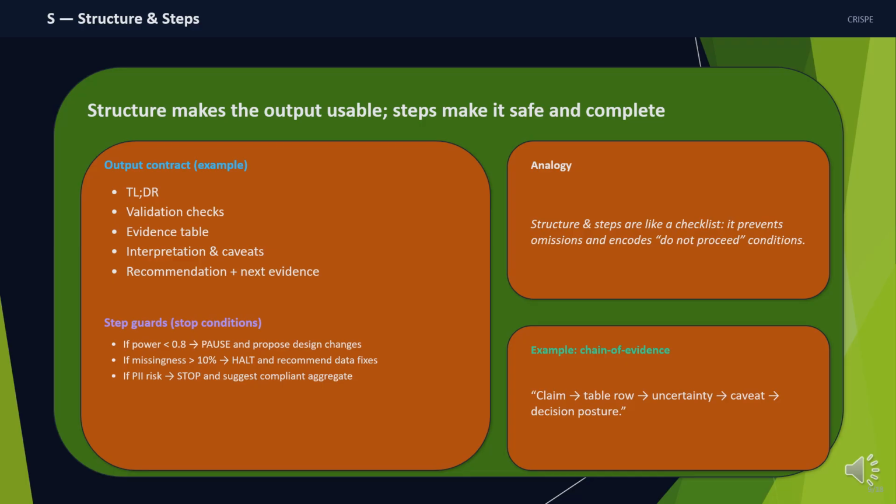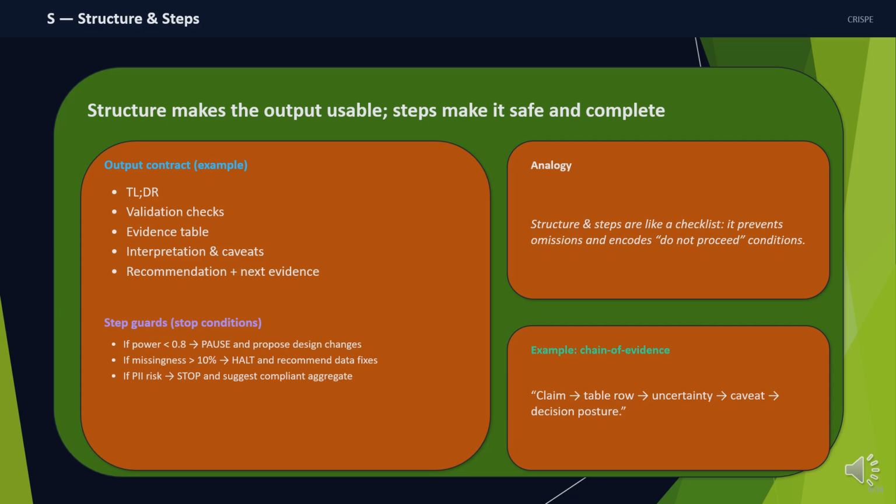Steps define the order of work and introduce step guards. A step guard is an explicit stop condition that prevents the model from pushing forward when a safety, validity, or evidence threshold is not met. When a step guard is triggered, the correct behavior is to pause, state what is missing or uncertain, and propose the next steps needed to proceed, rather than forcing a brittle conclusion.